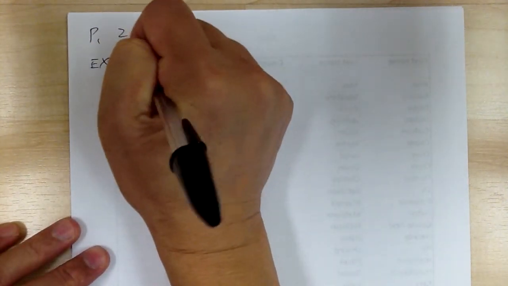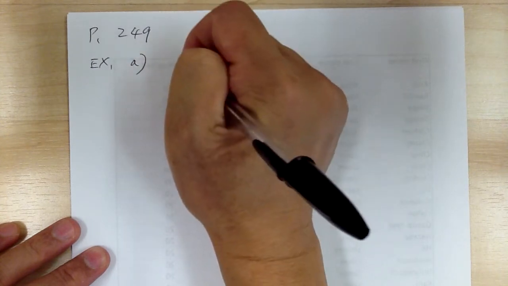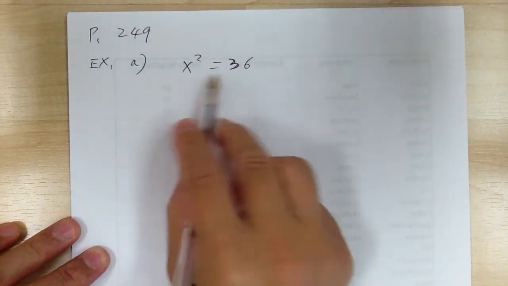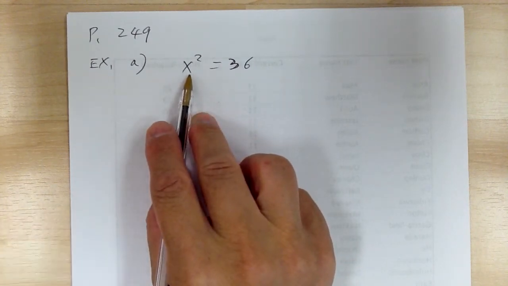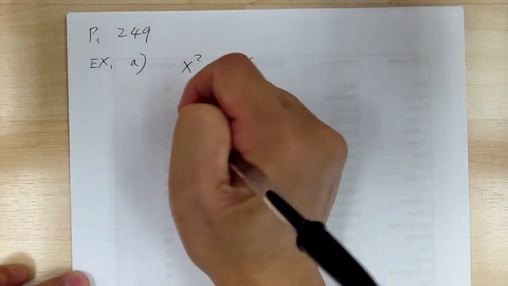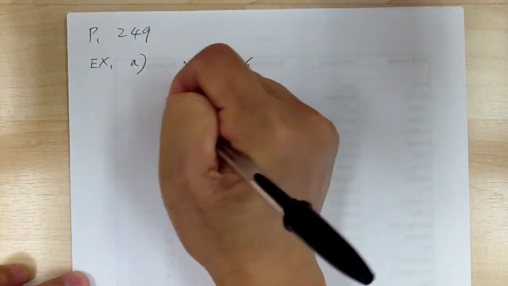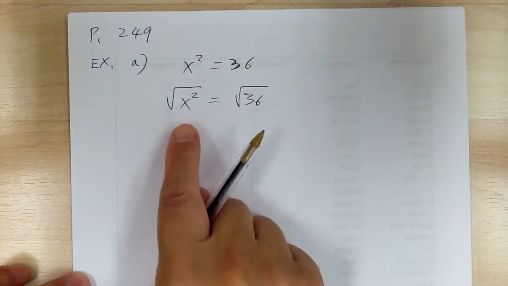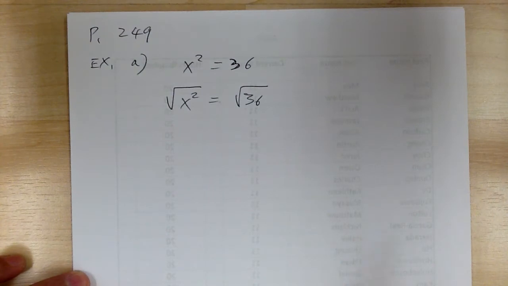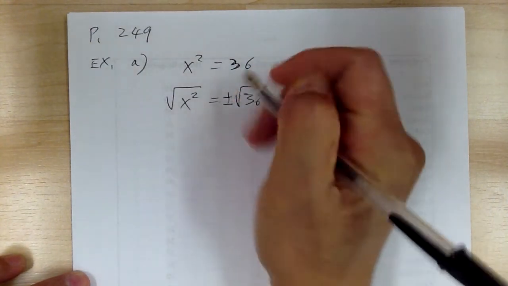So example A, you want to solve x squared equal to 36. If you have a perfect square on the left-hand side, so again, the key is you want to make sure it's a perfect square, then you can take the square root on both sides. Now, when you take the square root of the variable, you need to get plus or minus on the other side. Okay, so you have to put plus or minus.